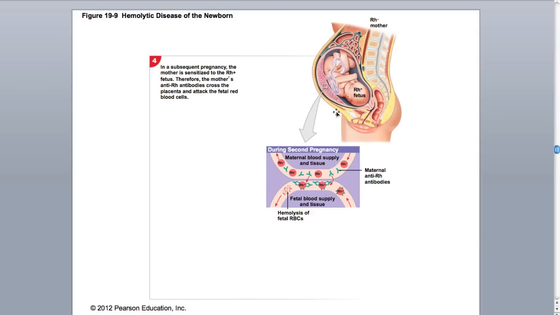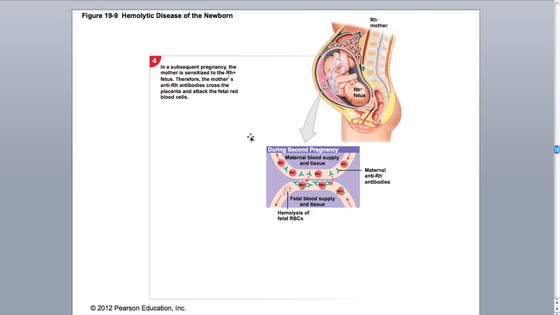Okay. Now, how can I prevent this? Well, I can prevent this by giving the mom what's called RhoGAM. R-H-O-G-A-M. RhoGAM. Giving the mom RhoGAM at the end of the first pregnancy, closer to the very end, and it's also given after the first fetus is delivered. So when the first baby pops out, the mom is given RhoGAM.